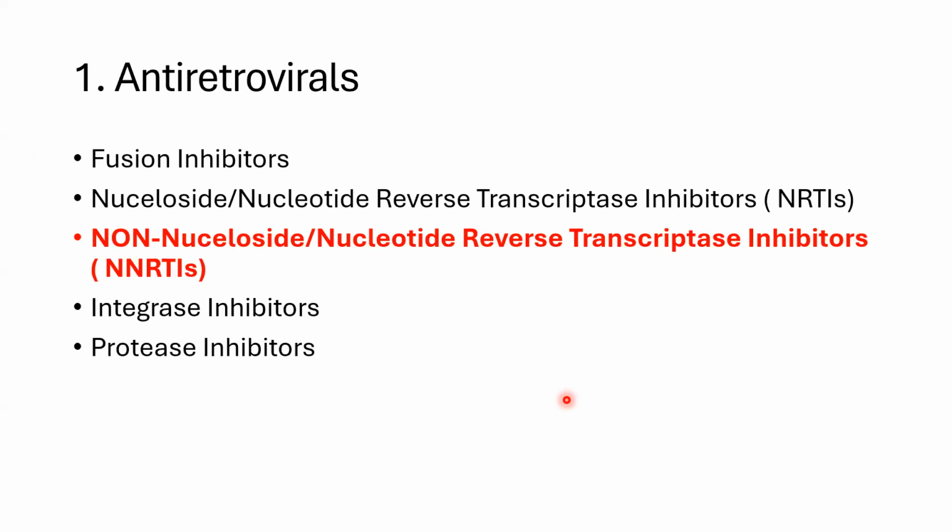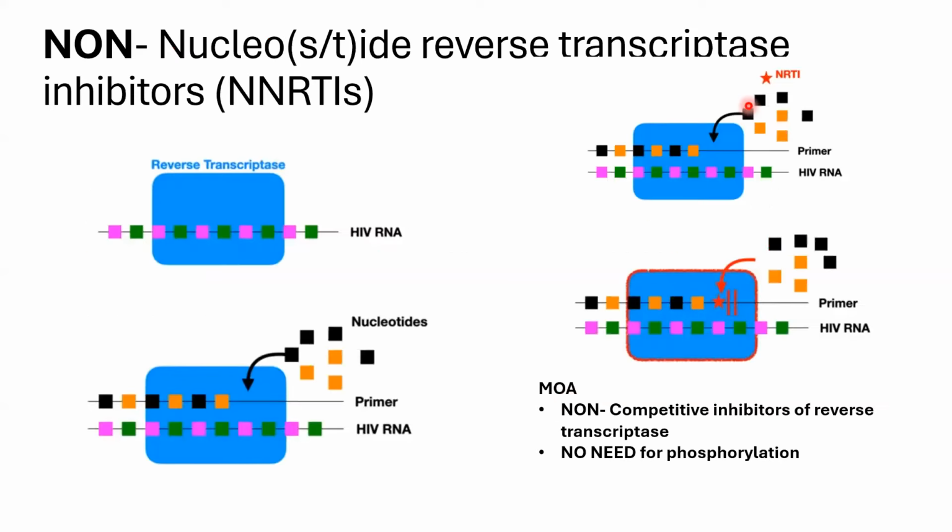Now, next one, NNRTIs. These also are working on the same step. We're still in the reverse transcriptase step. However, they work differently. Unlike the NRTIs, which compete with the nucleotides for a spot, the NNRTIs are non-competitive. What do I mean by non-competitive? It means they don't resemble anything that's naturally found in the body in order to compete with it. So they go and directly bind to the enzyme itself, leading to a conformational change in the shape of the enzyme, and it leads to the enzyme being inactive or ineffective.